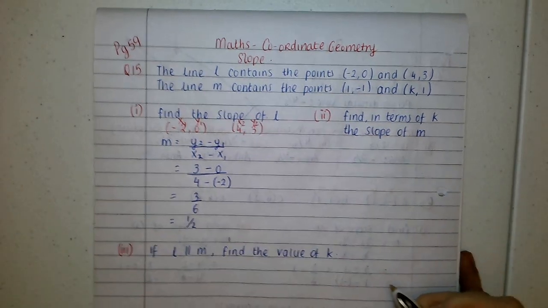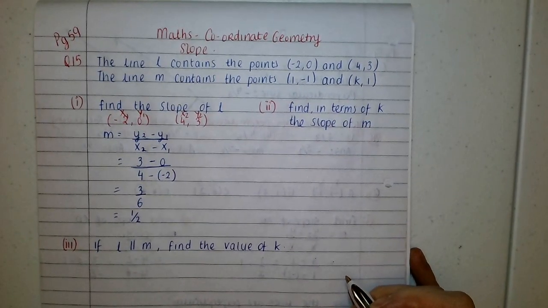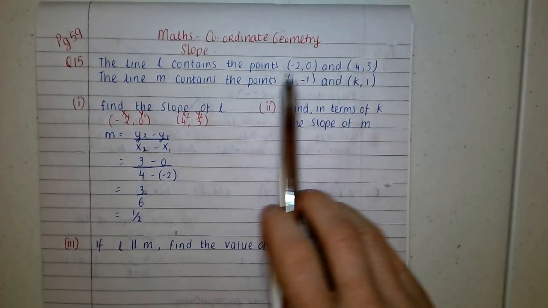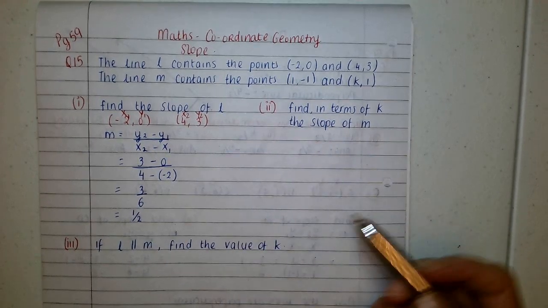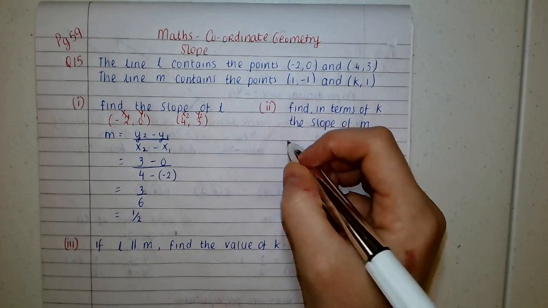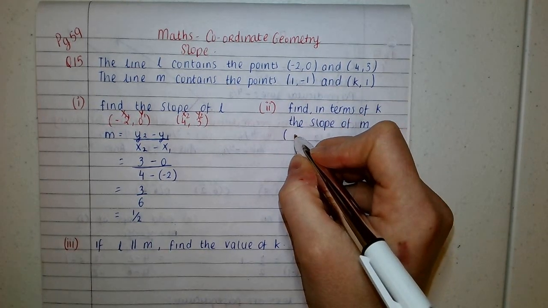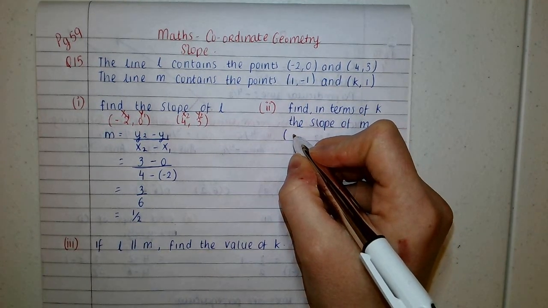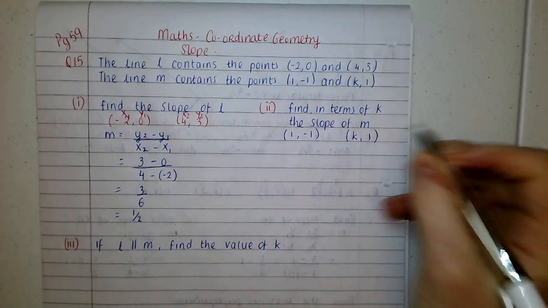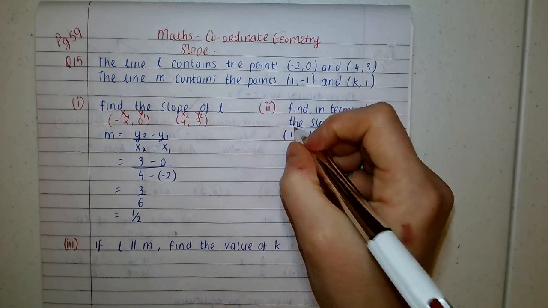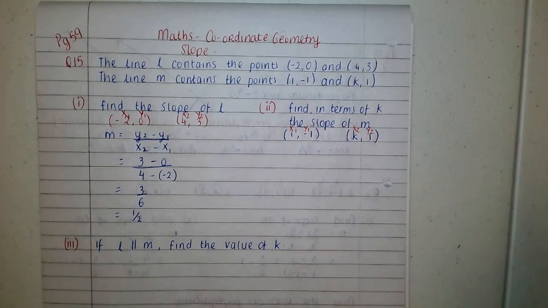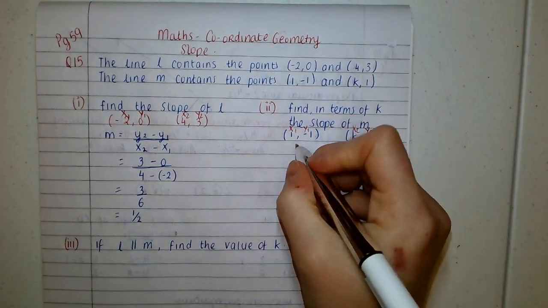The second part of the question asks us to find the slope of M in terms of k. So we need to find the slope of the line M in terms of k, which means our answer will contain the letter k. We repeat the same steps as the first question. So here we have (1, -1) as the first point and (k, 1) as the second point. We're going to label those points x1, y1, x2, y2, and then we're going to sub that into the formula.